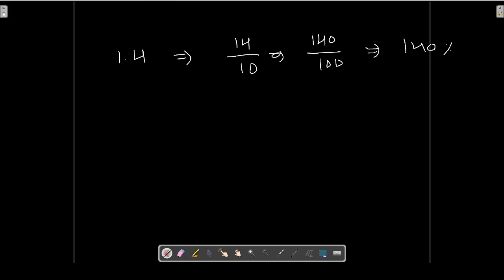In the similar way, we can convert fractions and decimals into percentages. For example, if we have 1.4, that means 14 by 10, which is nothing but 140 by 100. That means 140%. Here 1.4 is a decimal number. Now we converted this 1.4 into a fraction because 14 by 10 is a fraction. And we modified that fraction in order to convert this into a percentage. And then we converted 140 by 100 into a percent.